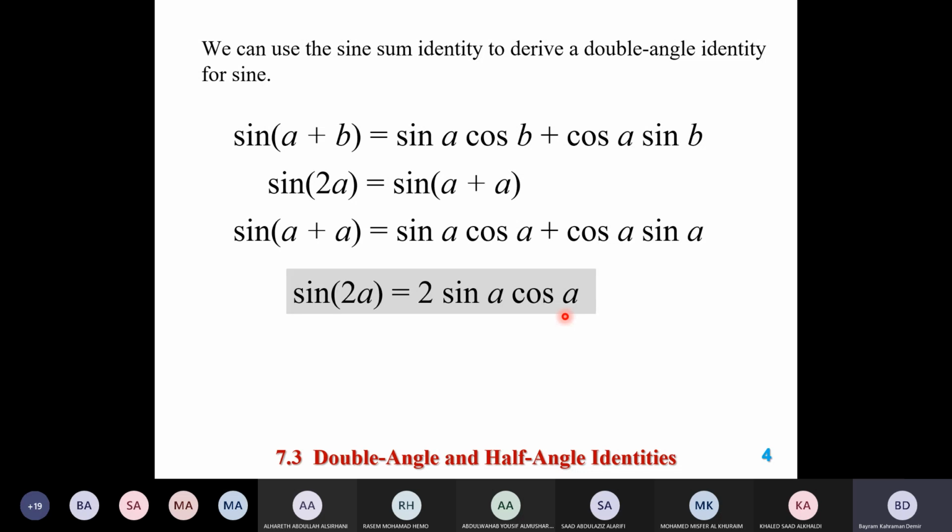Actually, this is completely a topic of section 7.2, because we are using the sum formula, right? Sine formula and cosine formula. So it's just a matter of the exercise of 7.2.